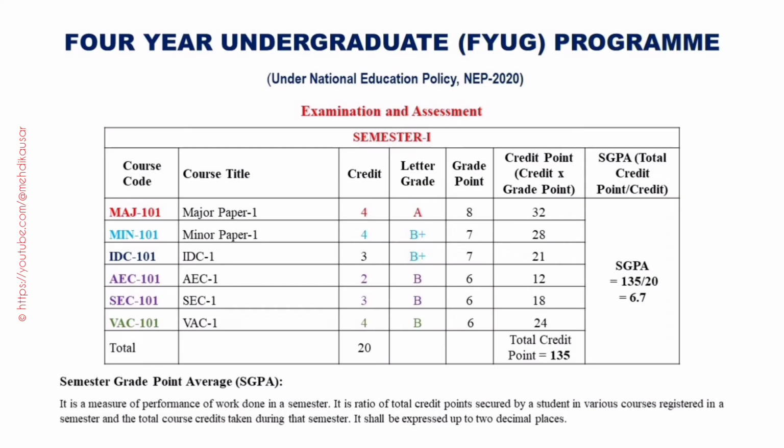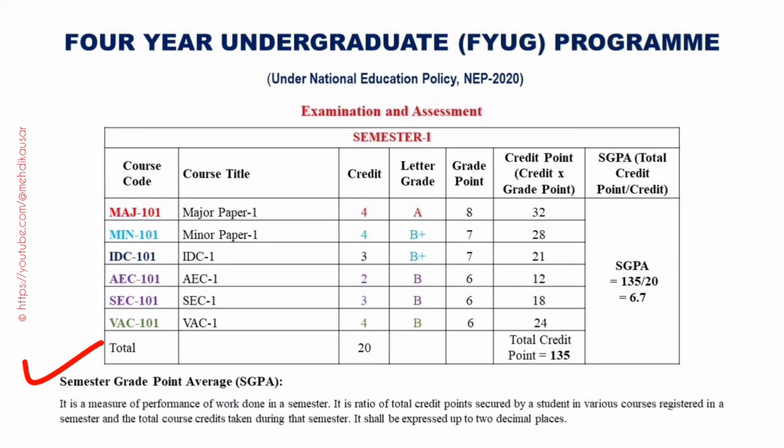Then the credit points obtained in all the 6 papers in a semester are added to get the total credit point. Finally, the overall performance of the student in that semester is measured in terms of the semester grade point average, that is, SGPA value. SGPA value is a measure of performance of work done in a semester.